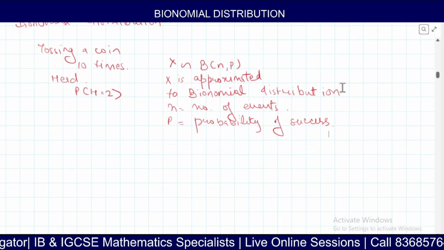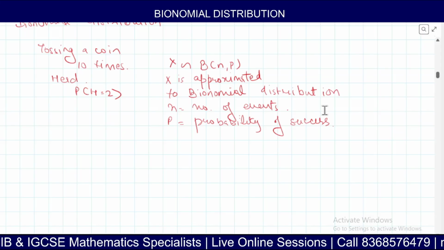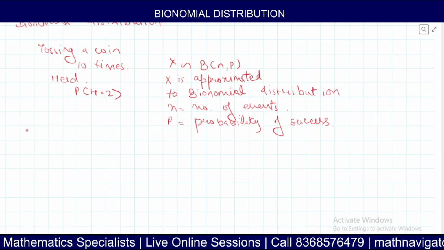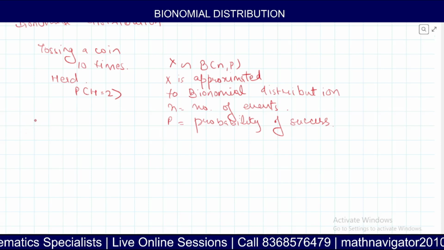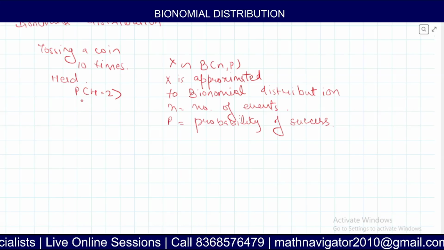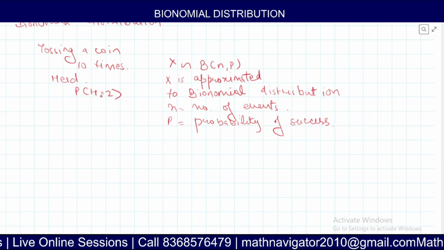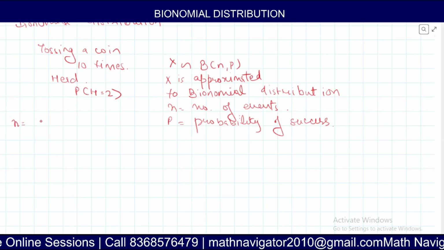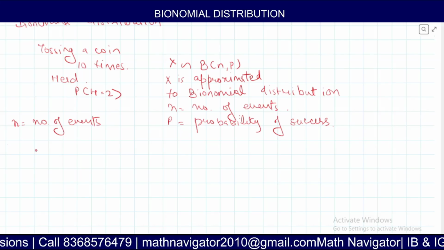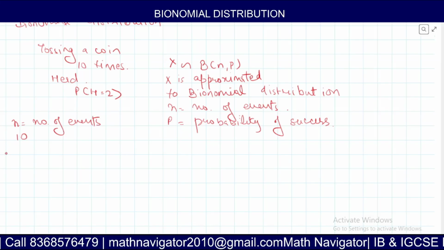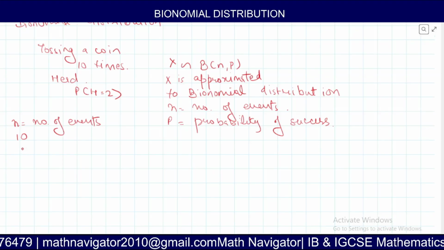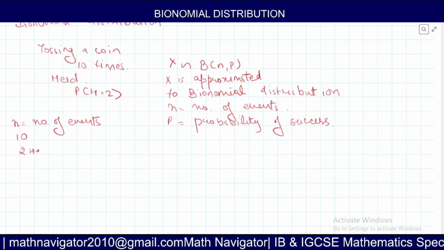There are 2 ways of solving this: I can use the calculator, or I can do it without the calculator. We will do the calculator method in questions. First I'll make you understand how we do it without a calculator. So n is the number of events. In this case, my number of events is 10. Let's say I want to find the probability of getting two heads.